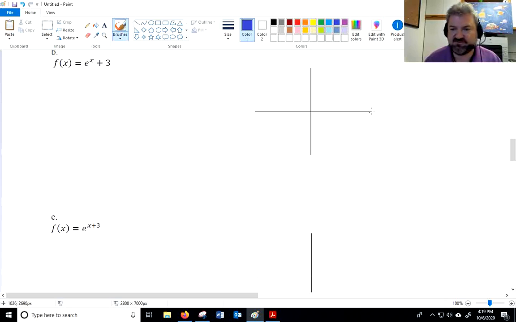All right, well, that's just going to shift it up 3 units, right? So 1, 2, 3, and so now this is the horizontal asymptote there. So it starts very flat and then accelerates upwards.